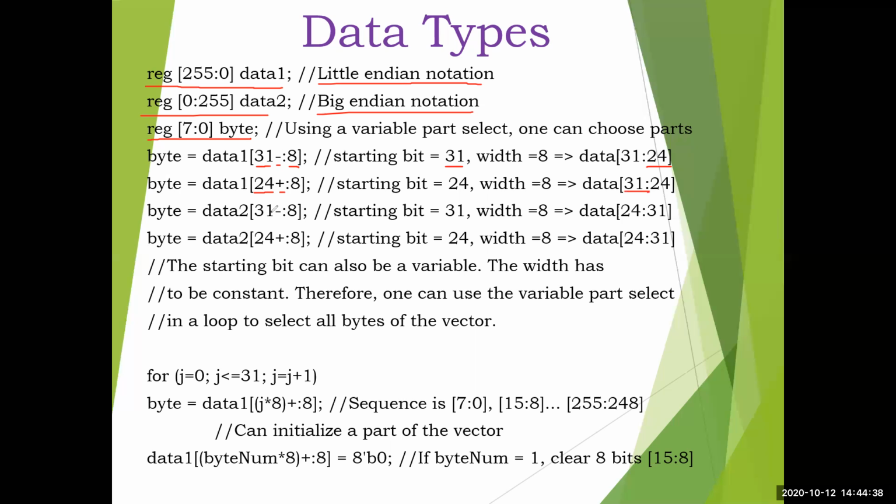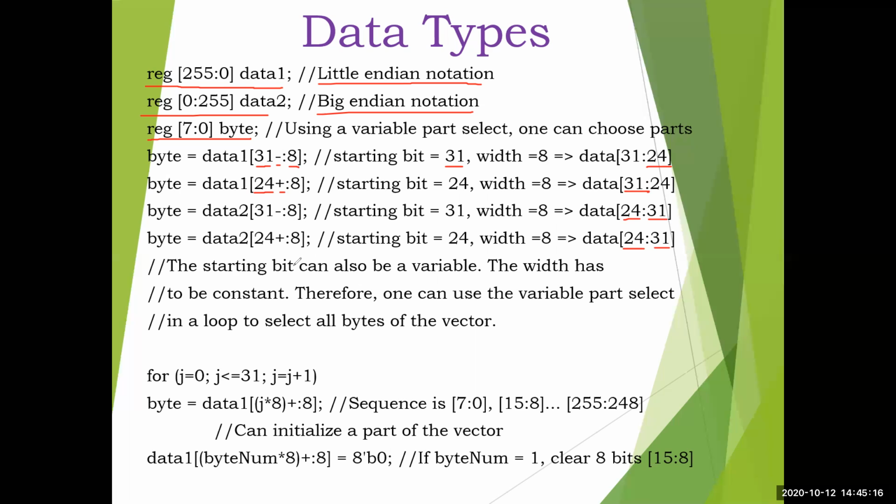Similarly, we'll see the second one, big endian notation. Data2 we have considered 31 minus 8. So in this case, the starting bit is 31 and the width is 8. You have to decrement it, but you have to write 24 first. Clear? Because it is 0 to 255 fashion. So this will be the starting bit and this is the end bit. Similarly, 24 plus 8. So 24 is the starting bit, and 8 is added, so 31. Clear? So the minus sign here will complement, and here the plus sign will get reversed. So this should be carefully manipulated.